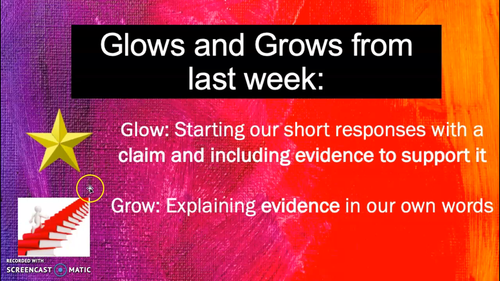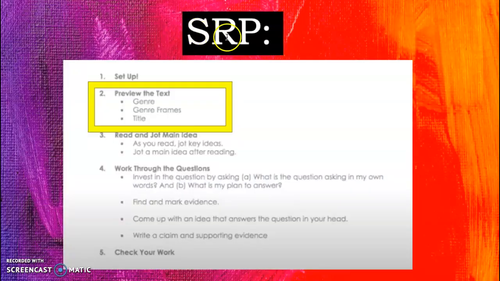But a grow for us, that next step that we need to work on, is explaining the evidence in our own words. It's one thing to include evidence from the text to support your claim. That's super important. But something that makes your argument even stronger is explaining it in your own words. So why does that piece of evidence support that claim you're trying to make? Explain to us in your own words. Make that connection happen.